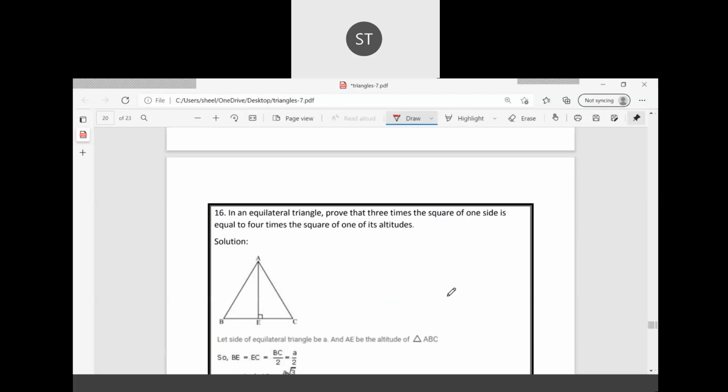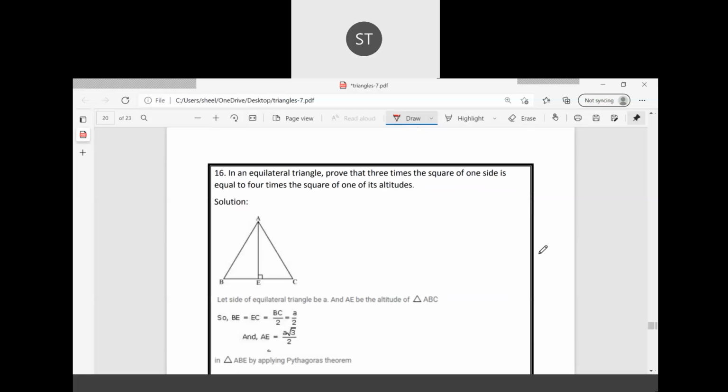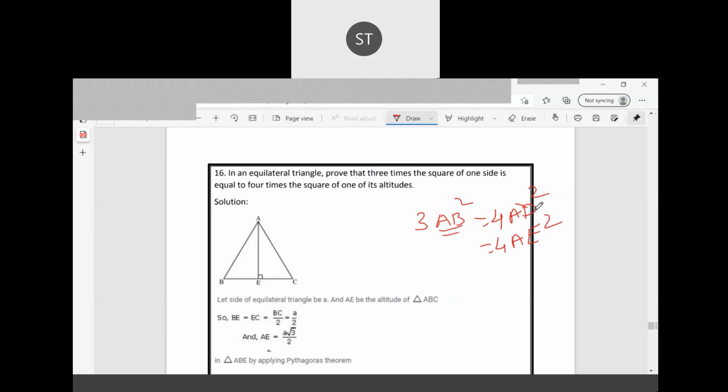In an equilateral triangle, prove that 3 times the square of one side equal to 4 times the square of one of its altitudes. Here, what we should prove is 3 times the square of one side, so 3 into AB square equal to 4 times AD square. Here, we have used AE, so I can write 4AE square, where AE is the altitude. Instead of AB, it can be BC, it can be AC also. That is the case, nothing else.